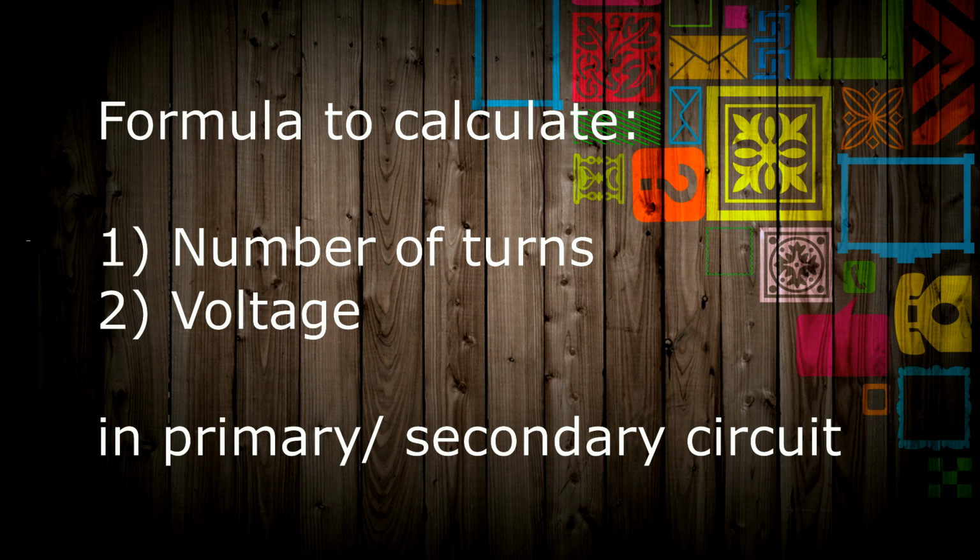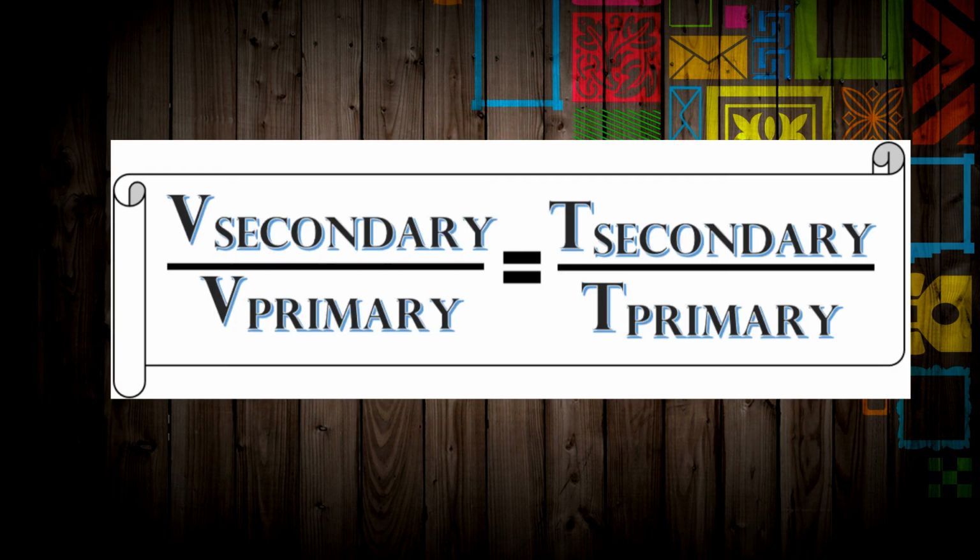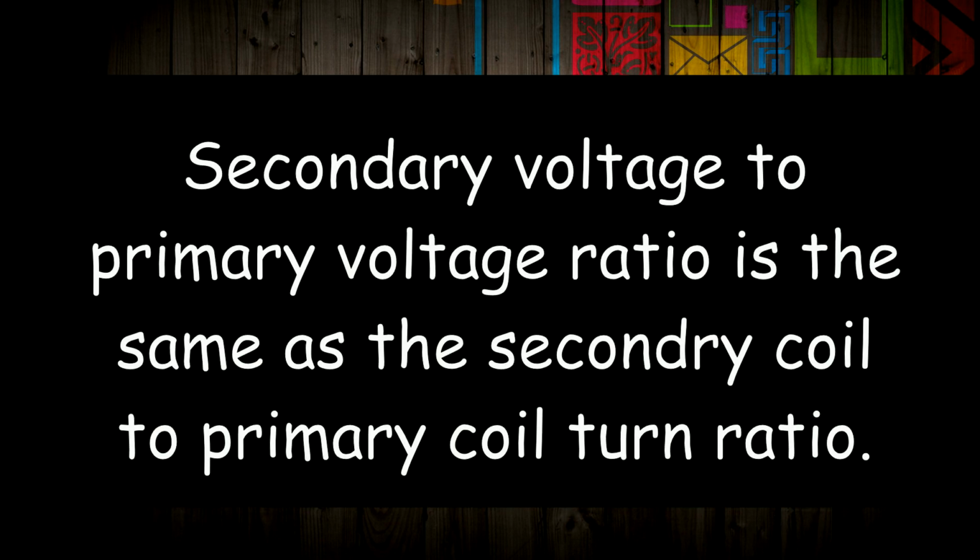The formula used to calculate either the number of turns of coil or the voltage in the primary or secondary circuit is Vs over Vp equals Ts over Tp. This formula simply states that the secondary voltage to primary voltage ratio is the same as the secondary coil to primary coil turn ratio.